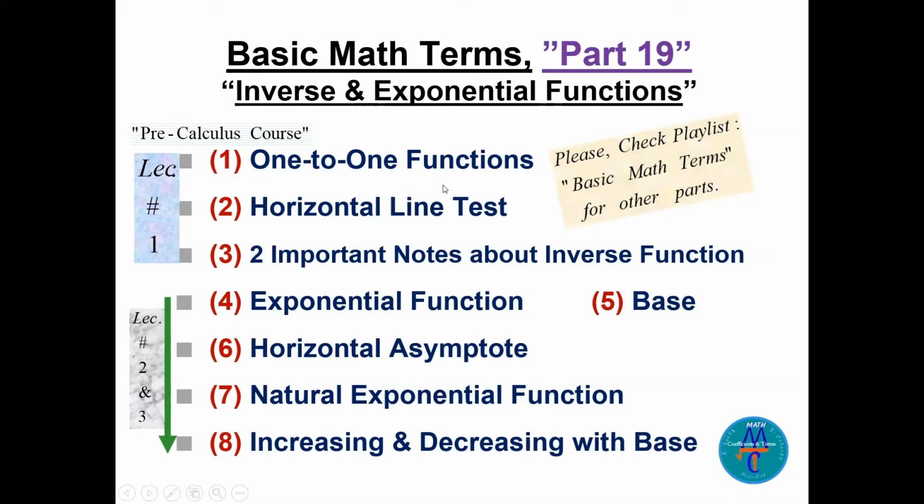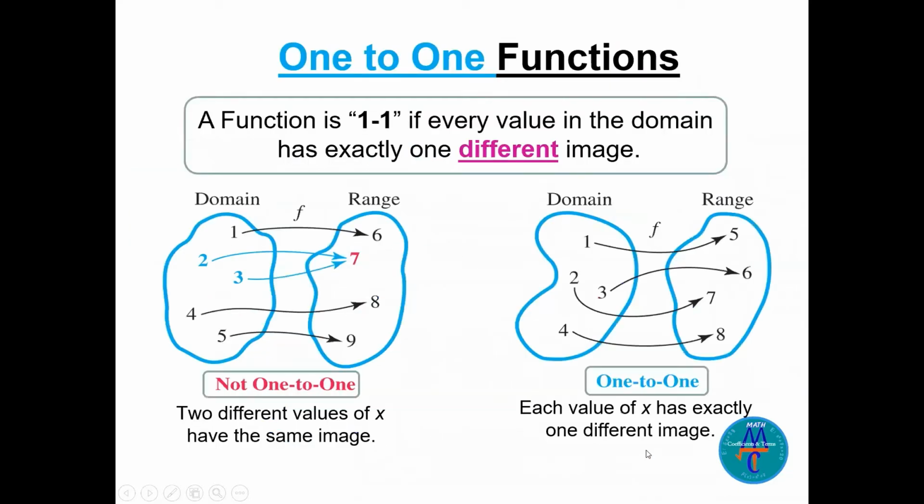One-to-one functions, horizontal line test. There are two important notes about inverse function, exponential function, the base, horizontal asymptote, natural exponential function, increasing and decreasing according to the base. So one-to-one function, a function is one-to-one.